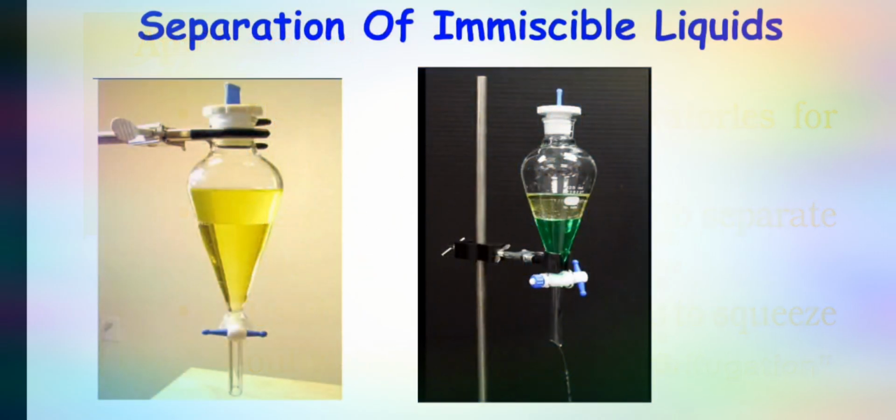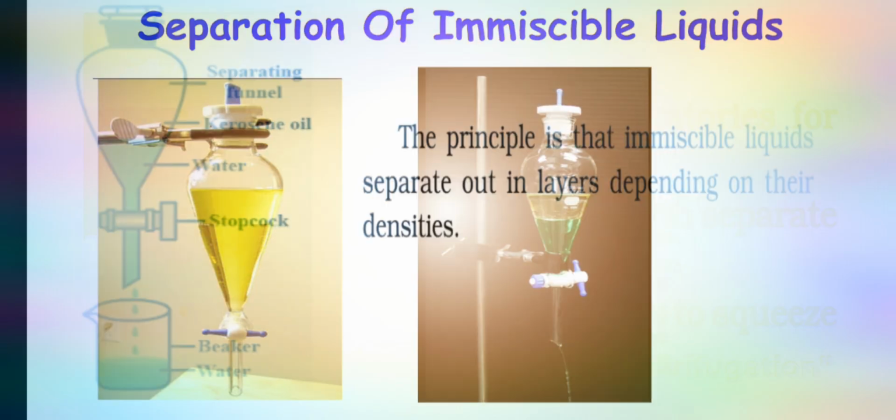Children, let us see how we separate immiscible liquids. The separation of two immiscible liquids. We can separate two immiscible liquids by separating funnel. You can see a sample picture of separating funnel here. So this is the separating funnel, and by this method we can separate two immiscible liquids.